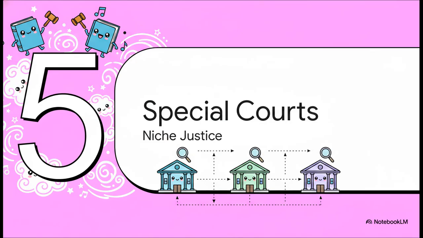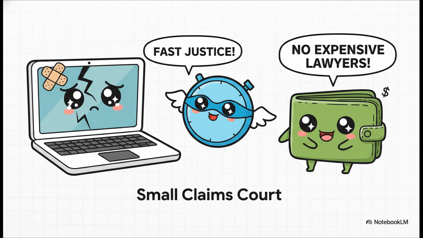Shifting gears a bit, let's look at Section 5, Special Courts, dealing with niche justice. So, our justice system has these specialized branches designed for very niche disputes. Why? So the main courts don't get completely clogged up. You'll see a variety of them here: the Children's Court, Maintenance Court, Labor Court, Equality Court. But honestly, the most highly tested number on this entire list is the small claims court limit. It caps out at exactly $20,000.